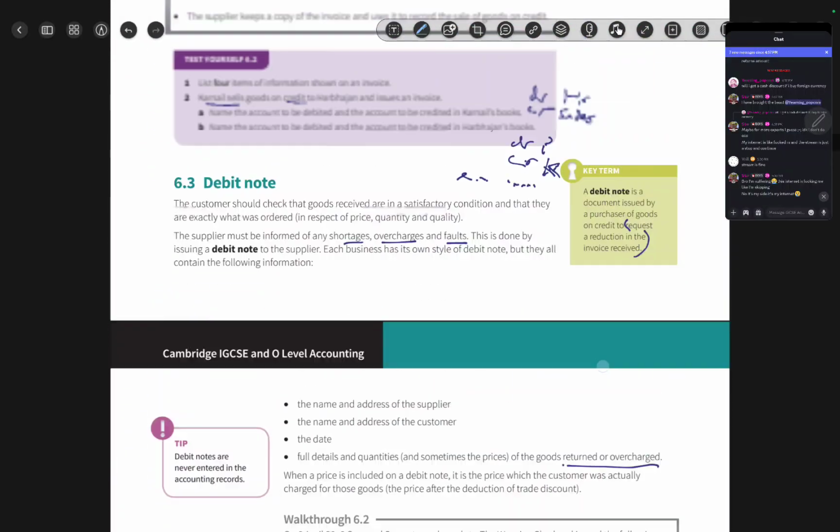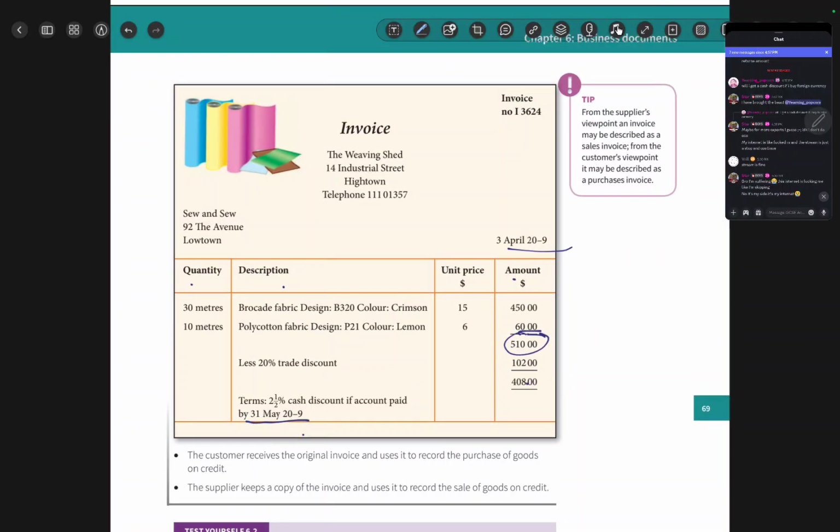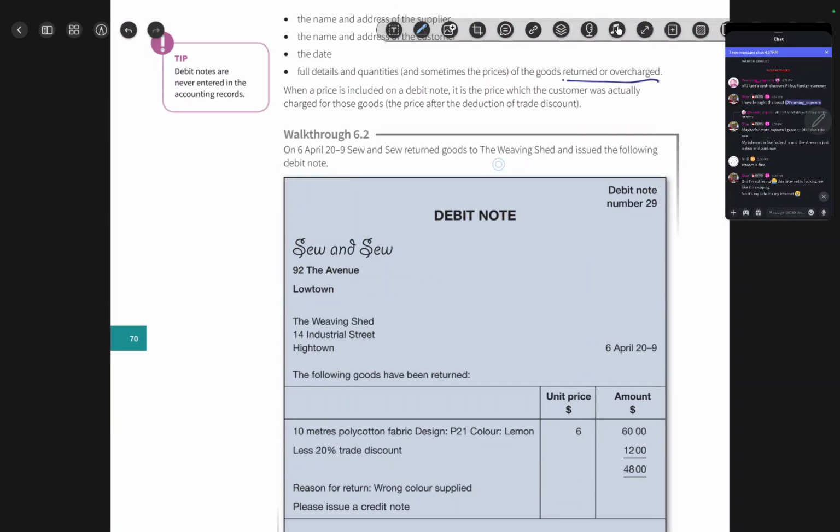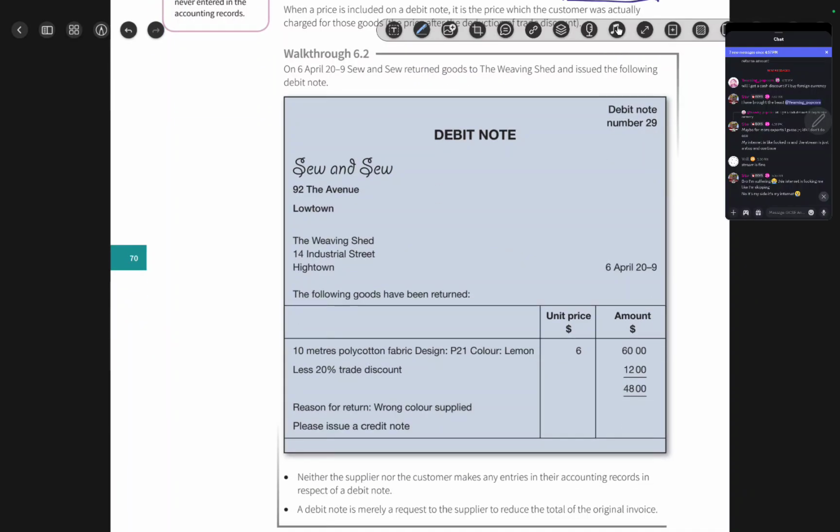So Steve and Sue, who earlier purchased goods, returned goods to the weaving shed and issued the following debit note. Okay, so this is their address, and this is the customer's address, and this is the supplier's address.